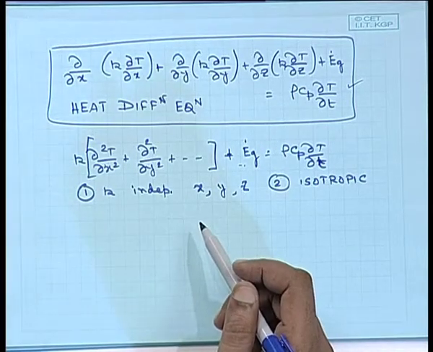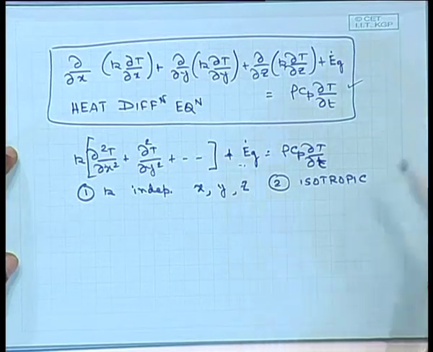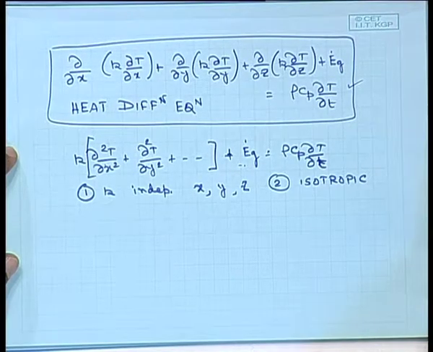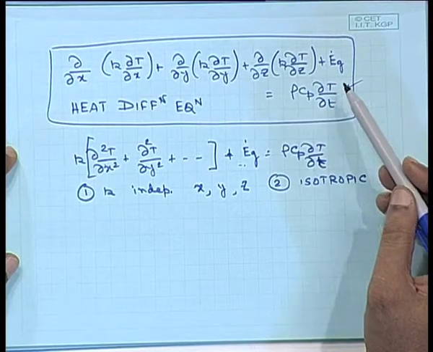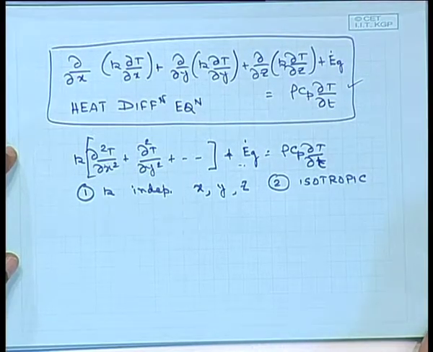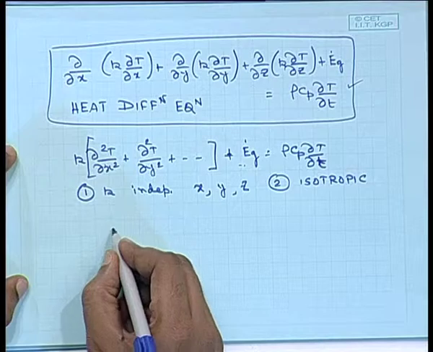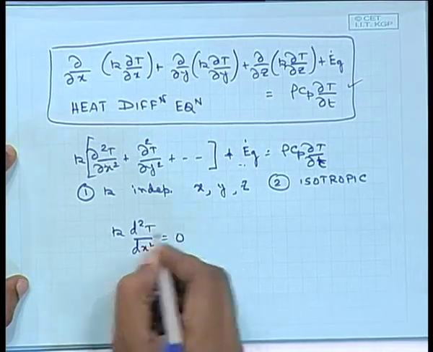Some of the other simplifications which are possible are straightforward. For example, if you do not have heat generation in the system, the fourth term on your left hand side would be 0, and if it is a steady state system, then the right hand side would simply be equal to 0. And if it is a case of one dimensional conduction process, then the governing equation would simply be k d2T/dx squared is equal to 0.